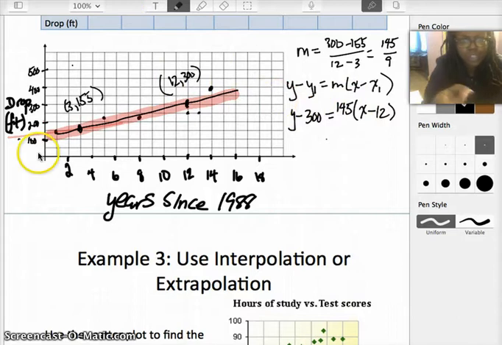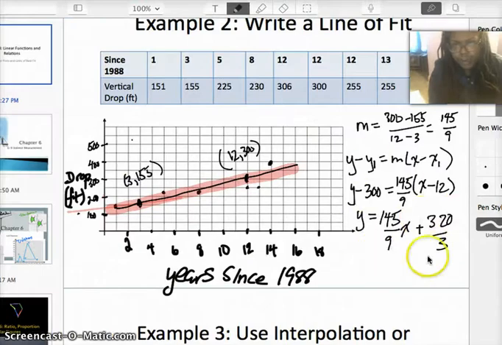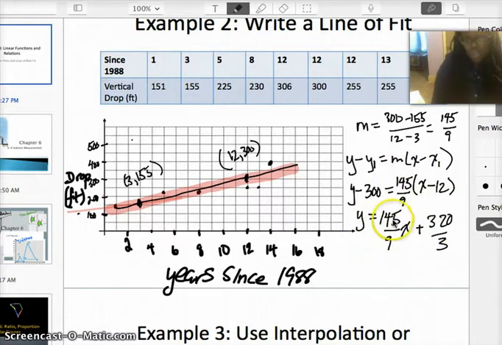Let's go ahead and put it in slope-intercept form. So we would end up with this. I think I had 145. I put 145 down and not 145 over 9, which is the actual slope. My bad. And then I distribute through, go ahead and do my thing, and this is what I end up with as an equation. Not cute, but okay.